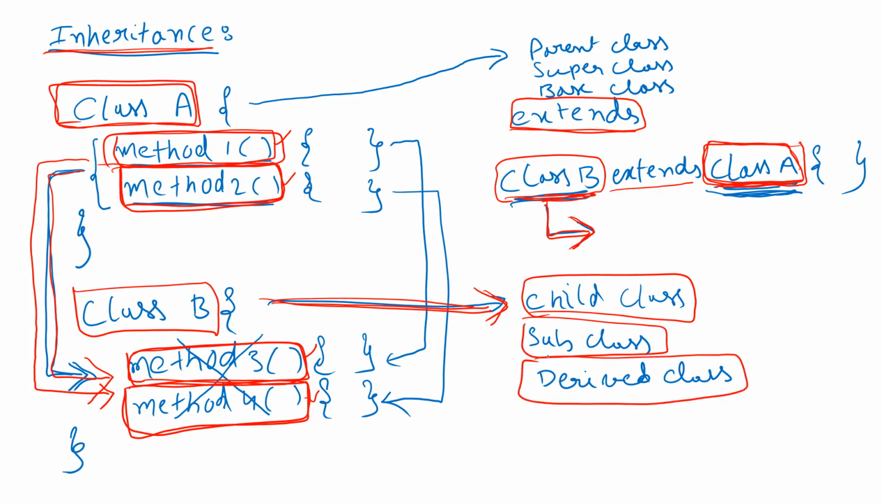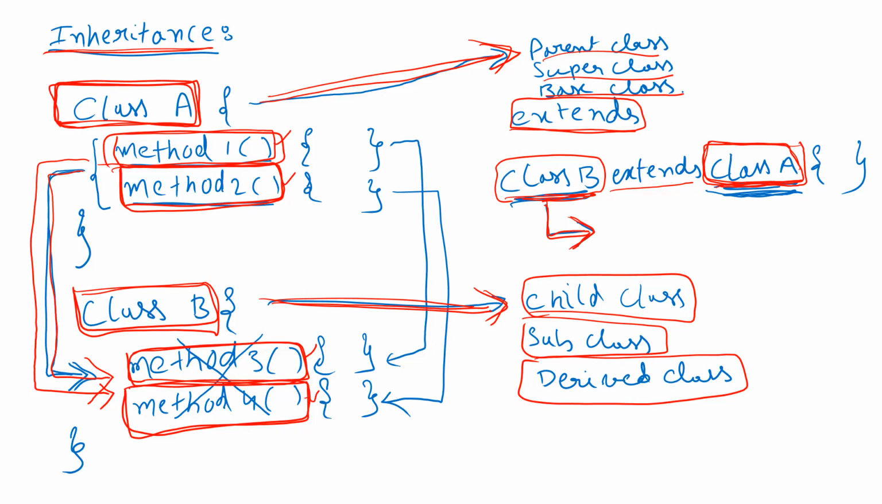The class whose properties and functionalities are used by another class is known as parent class. Here class A's functionalities and features are being used by class B. So class A is called a parent class or a superclass or a base class.